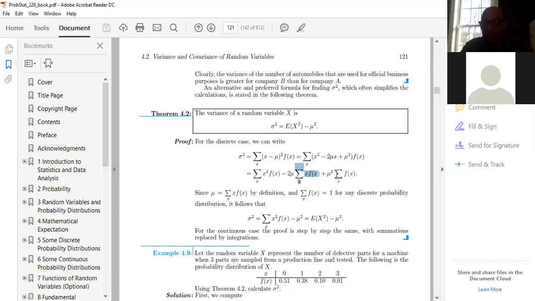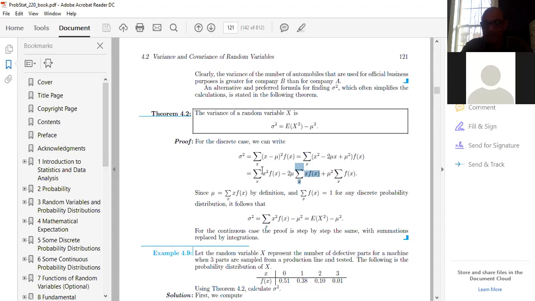Summation of f(x) is always 1 because it is a kind of probability distribution. So here this is my x, and f(x), and my mean value or expected value is nu. So 2 nu square, negative 2 nu square plus nu square is negative of nu square. So this is negative of nu square.